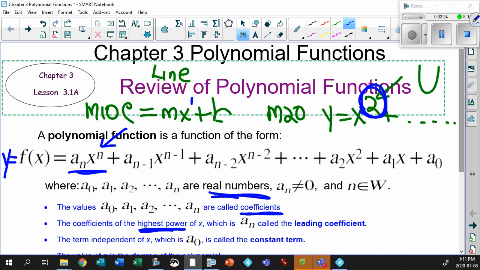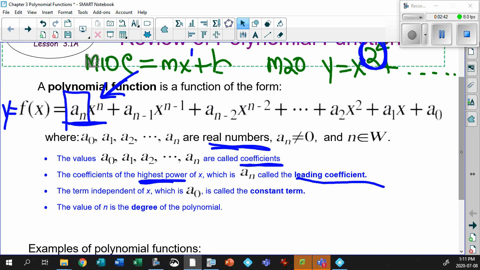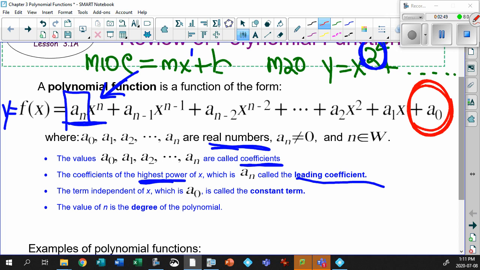Okay, so the coefficient of the highest power, so there's the guy of the highest power. This coefficient right here is what we call the leading coefficient. And there's going to be some important things that go along with that leading coefficient. We'll talk about that as we progress through this part of the course. Now, the next thing you have to realize is this guy out here, all the way out here, this lonely guy that has no x with him at all. This is actually called the constant.